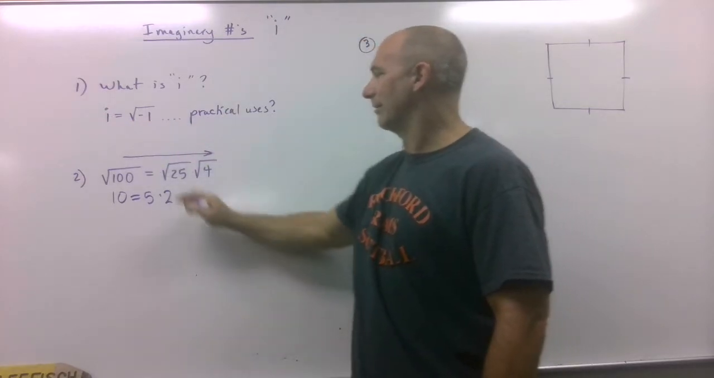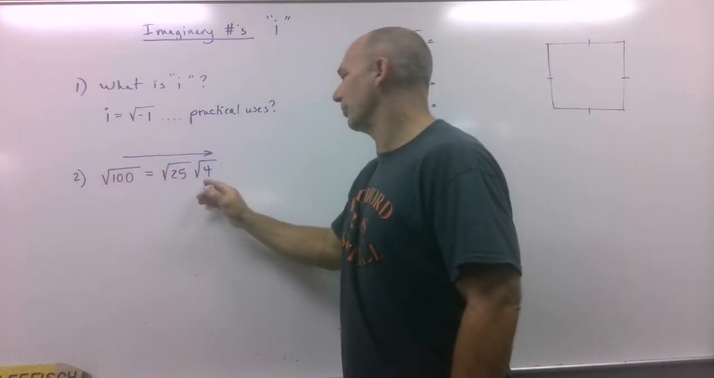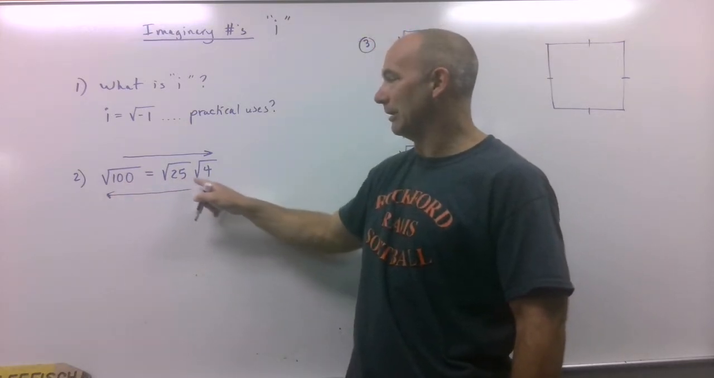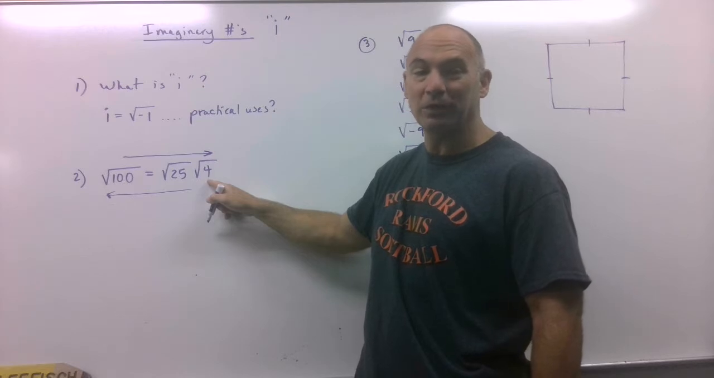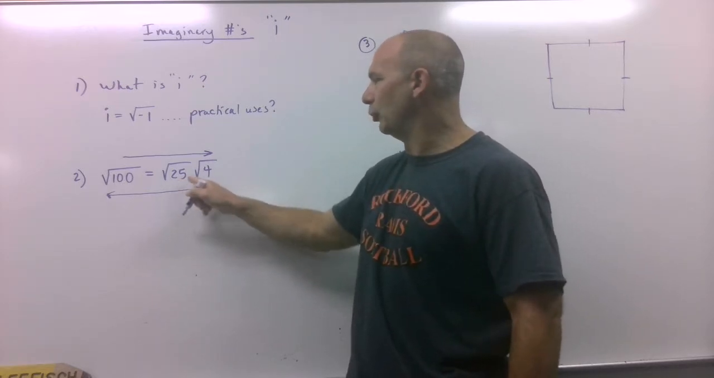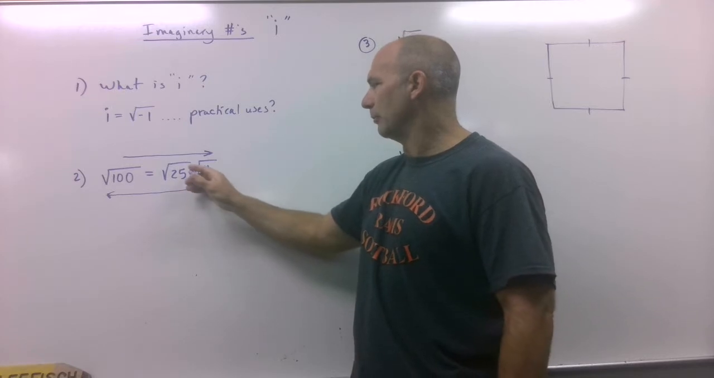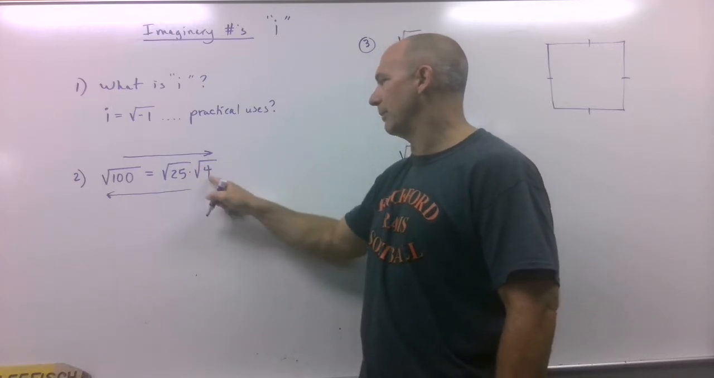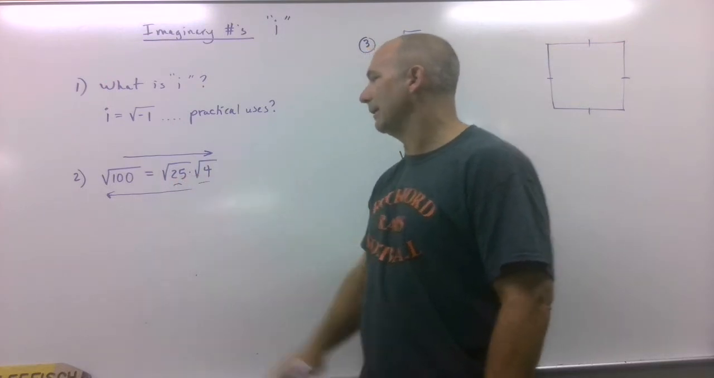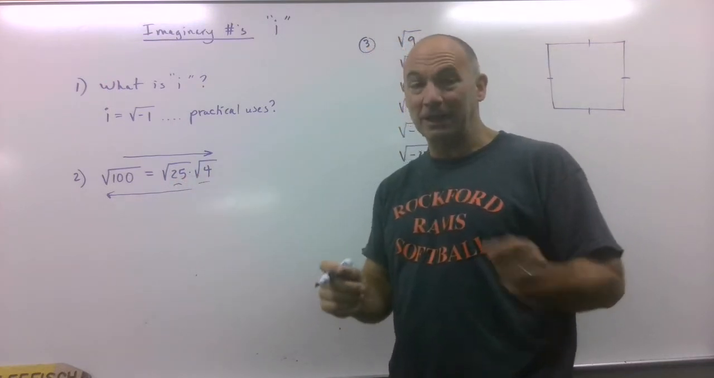But if we read this sentence the other direction, right to left, it also tells us a different rule. And you gotta know both of these rules are true. If I have two square roots and I multiply them, 25 times 4 gives me 100, it's okay to multiply square roots. Keep that in mind.